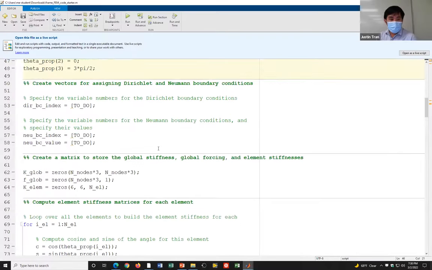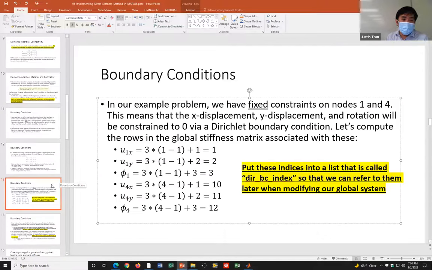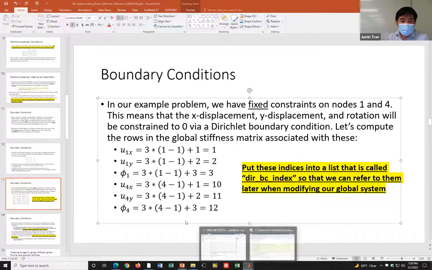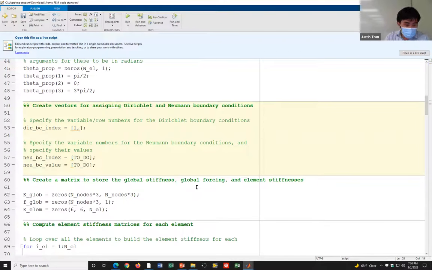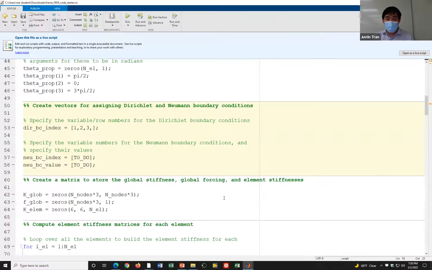If we go to our code, look at line 53, I have a variable called DIRBC index. If you read the tooltip, we're specifying the variable numbers. Another word for variable numbers is row numbers. We're specifying the row numbers where we're applying our Dirichlet boundary conditions. Let's use the information from the slides. That's rows 1, 2, 3. In addition, we need to constrain rows 10, 11, 12, so let's put that in here as well.